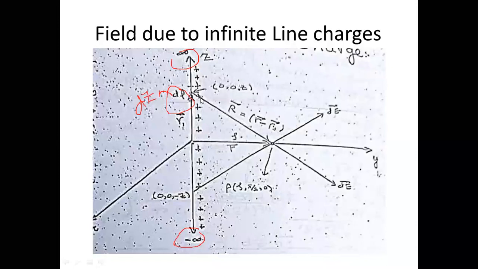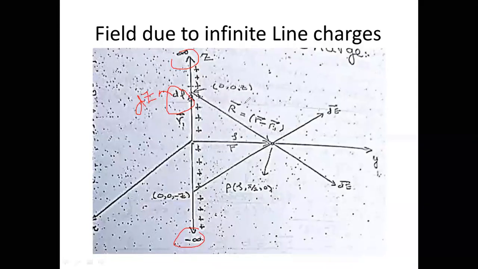Okay, and these are the position vectors: r, capital R, small r, and r1. So r1 is the position vector from the origin to the source charges, and capital R is the position vector from the source charges to the point charges, and this r is the position vector from the origin to the point of observation. Okay, the same story as we have discussed in the previous lecture.